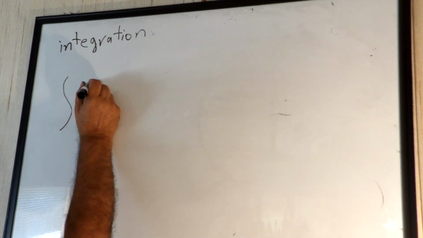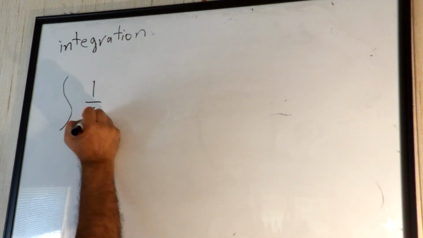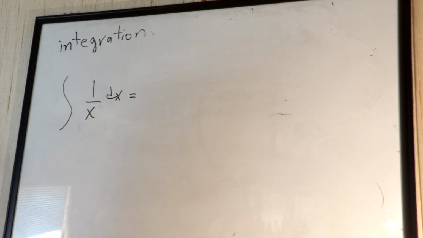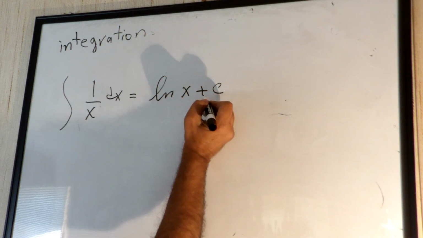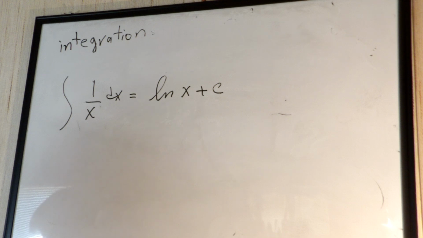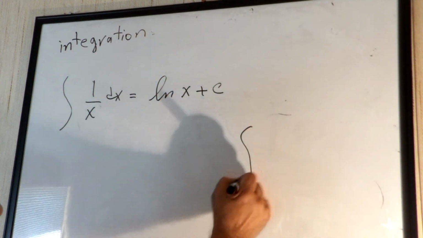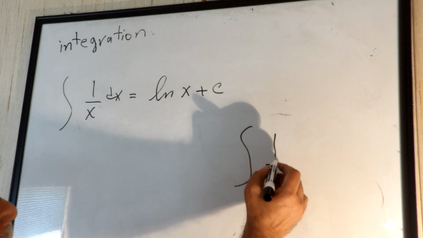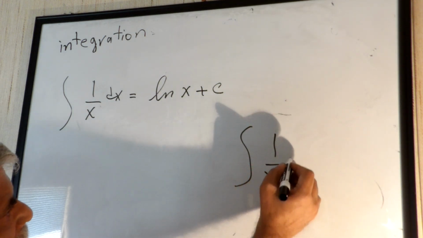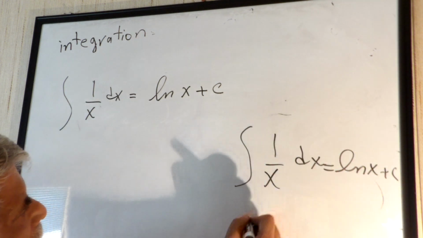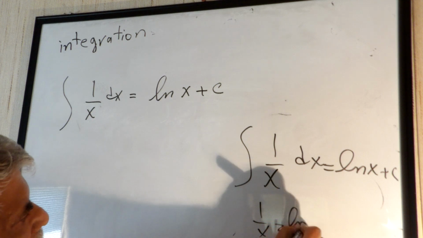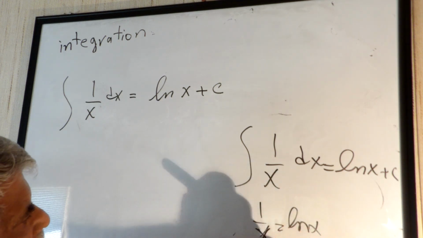How about if you have something like this, 1 over x dx? What's going to be the antiderivative of this one? The antiderivative of this one is going to be ln x plus c. So that is the answer. See, always the antiderivative or integral of 1 over x dx is going to be ln x.